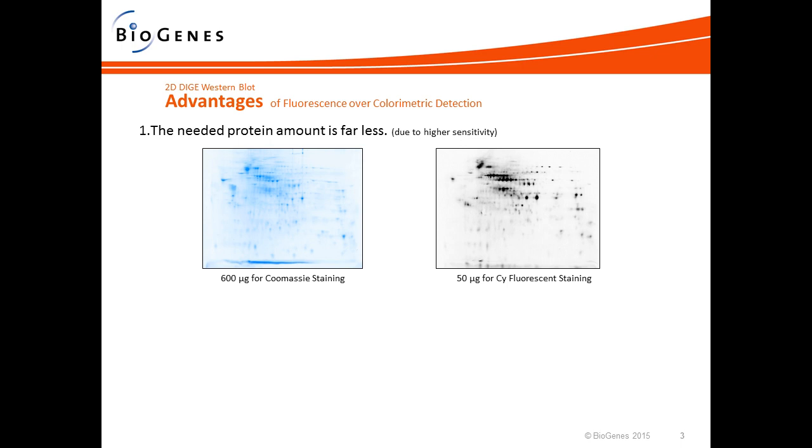The first advantage of fluorescence is the high sensitivity. This is very important if only small amounts of sample exist. The picture shows a Coomassie gel with 600 microgram on the left, parallel to a Cy5 blot with 50 microgram on the right. Both show similar sensitivity, although the blot contains less than 1/10 of the amount on the Coomassie gel.